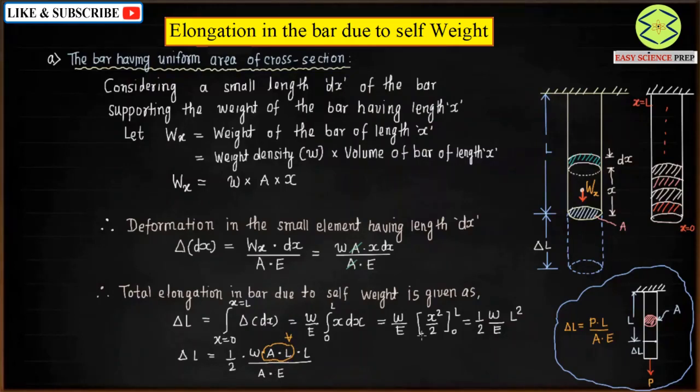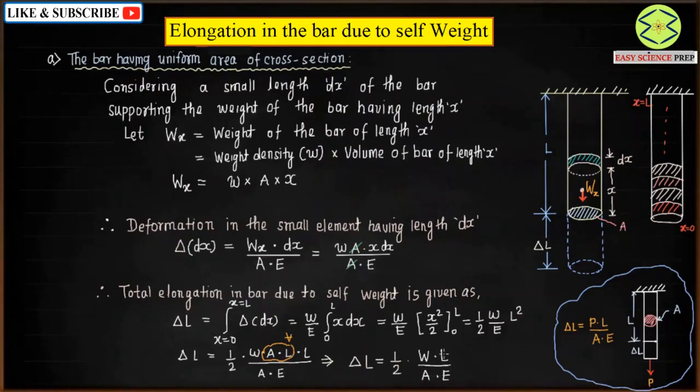So you will get from here that the overall elongation is nothing but half times weight density into volume of the bar, which is nothing but the weight of the bar, so I'll say W, the overall weight of the bar, times the length of the bar L divided by area of cross section times Young's modulus, right?